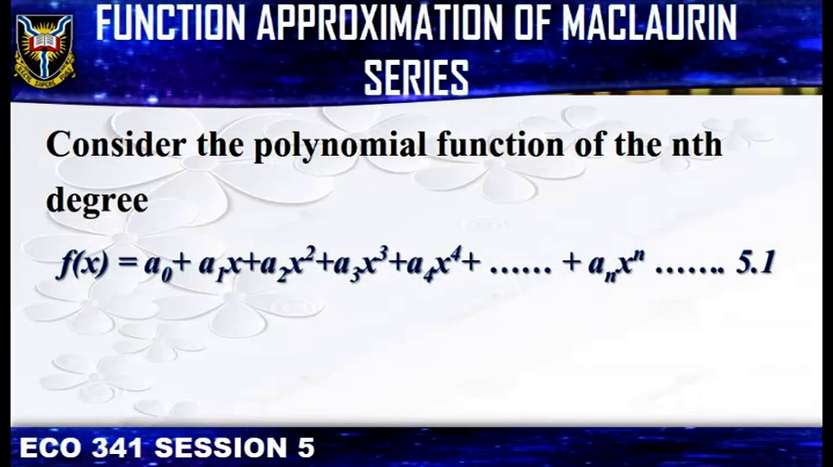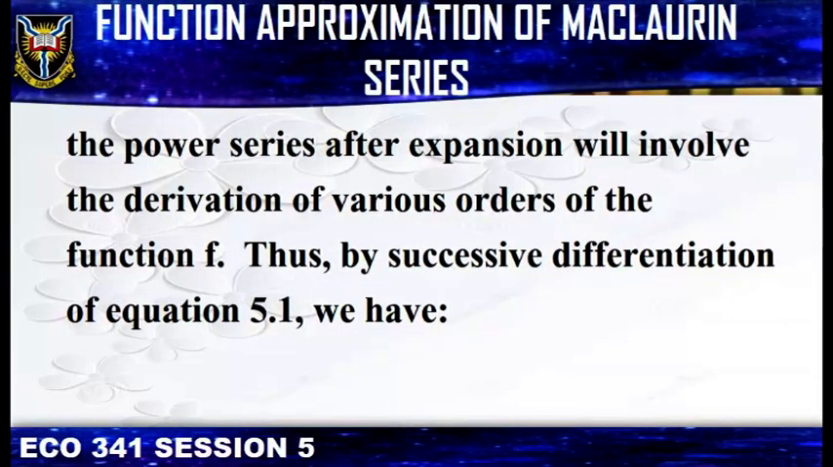Function approximation of Maclaurin series. Consider the polynomial function of the nth degree. f of x is equal to a0 plus a1x plus a2x squared plus a3x cubed plus a4x raised to power 4 plus dot dot an x raised to power n, equation 5.1. The power series after expansion will involve the derivatives of various orders of the function f. Thus, by successive differentiation of equation 5.1, we have the equations as follows.